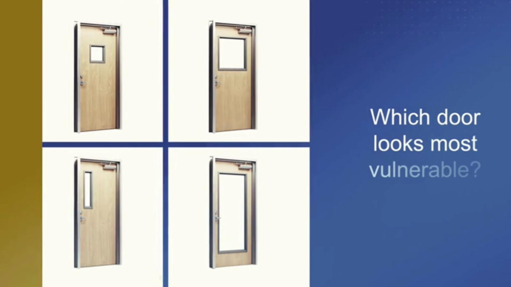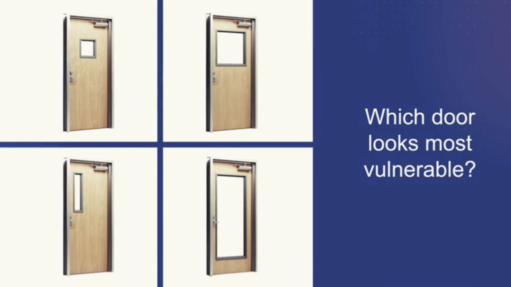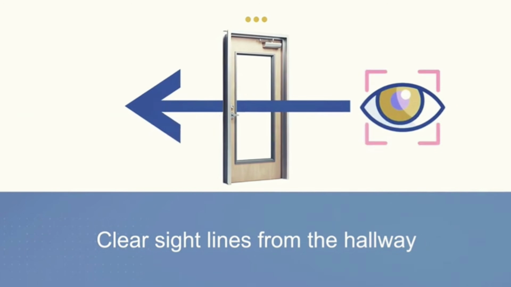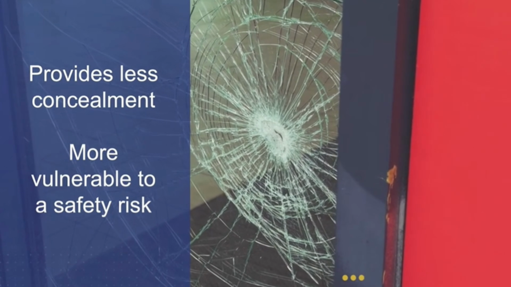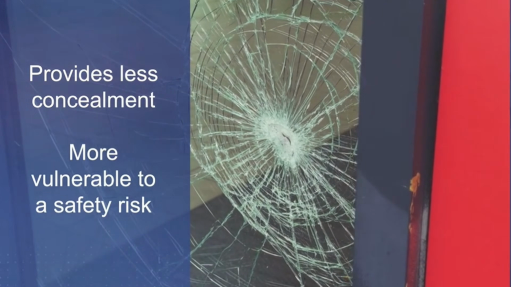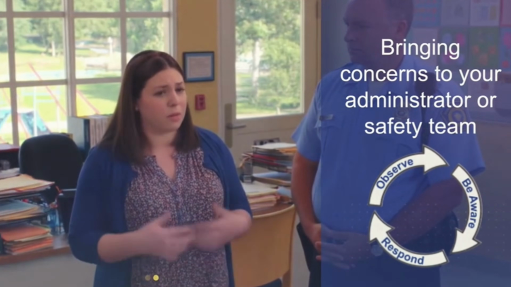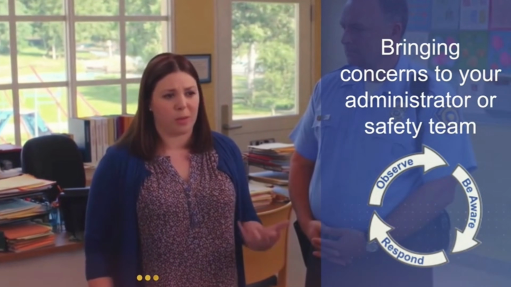Let's now focus on these different examples of classroom doors. Which door looks most vulnerable? The bottom right image shows a door with clear sightlines from the hallway. This door provides less concealment and is more vulnerable to a safety risk. Awareness means noticing those small design details before they matter and bringing concerns to your administrator or safety team.